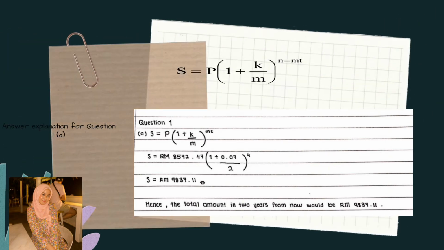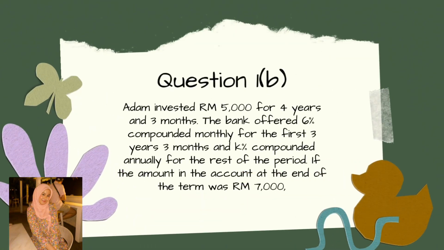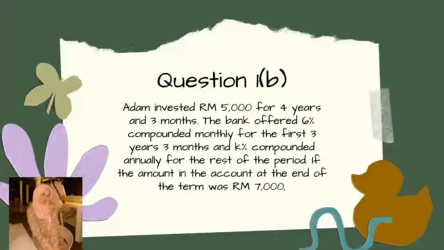The next part is question 1B, Roman 1. Let me read the question. Adam invested 5,000 ringgit for 4 years and 3 months. The bank offered 6% compounded monthly for the first 3 years, 3 months, and K% compounded annually for the rest of the period. If the amount in the account at the end of the term was 7,000 ringgit, find K.